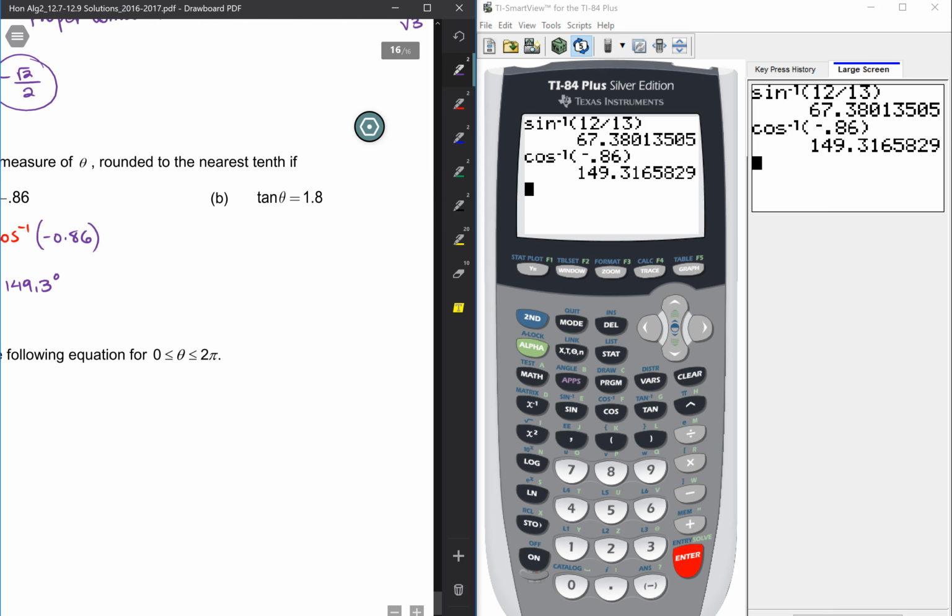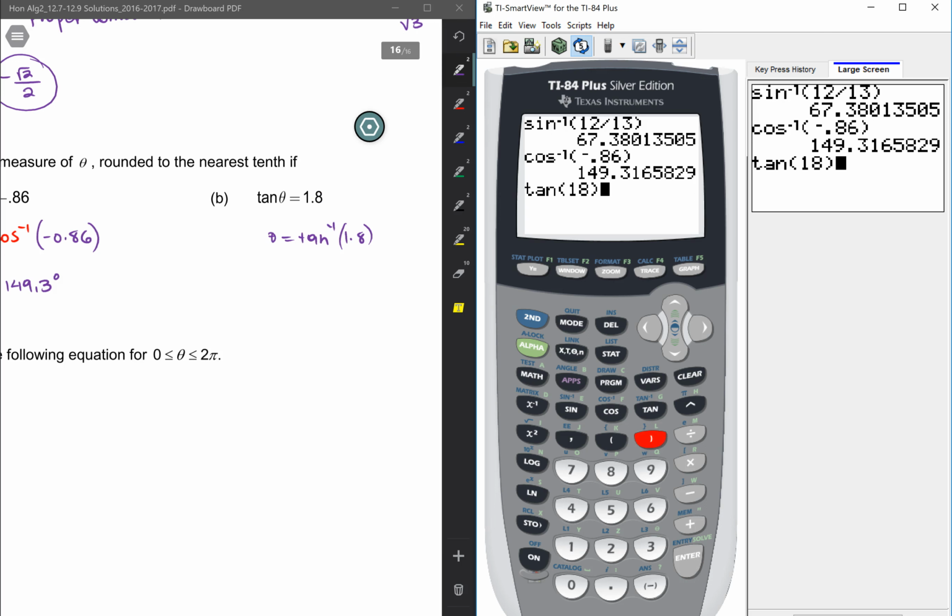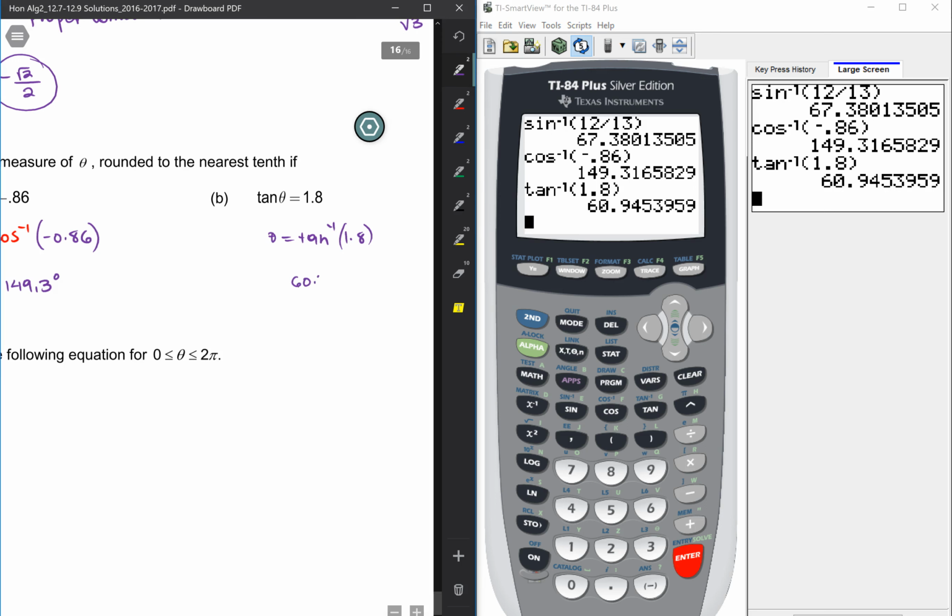All right, and in this case, it's inverse tangent of 1.8. 60.9 degrees.